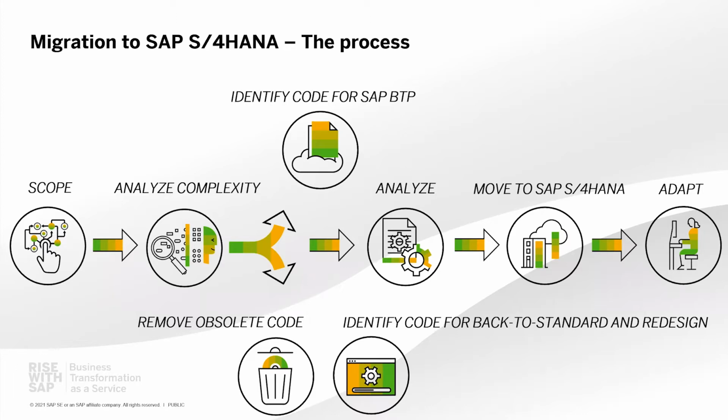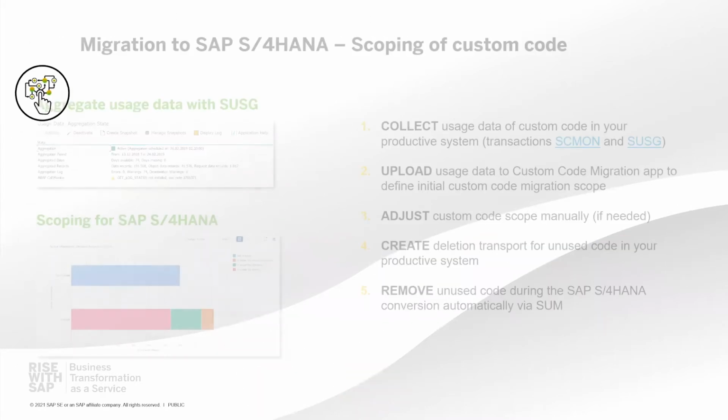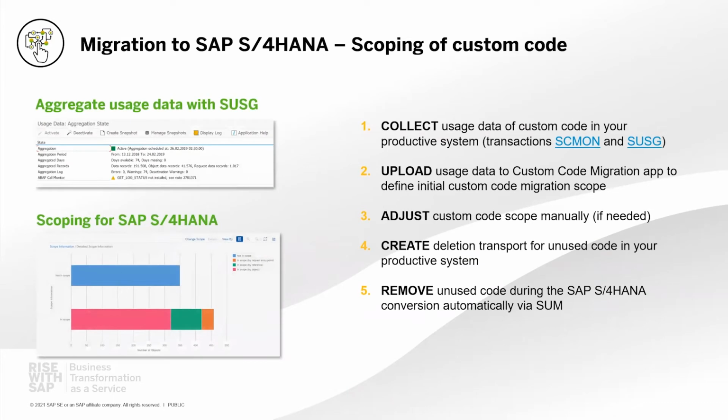And then after the system conversion or during the new implementation of SAP S/4HANA, you can move your custom code to SAP S/4HANA and adapt it. So this is the process, how it looks like, and we will take a look at it in detail at every step. It begins with the scoping, and the scoping itself begins with the collecting of usage data for your custom code in the productive system.